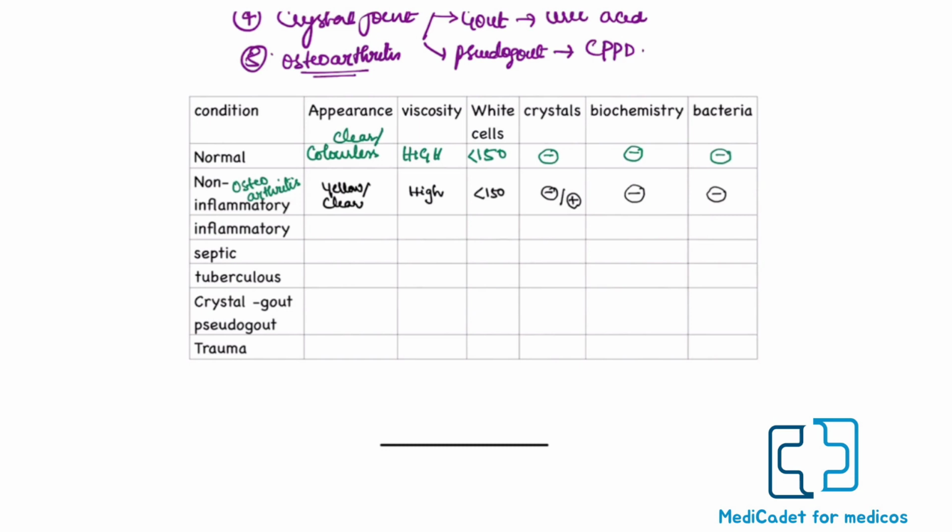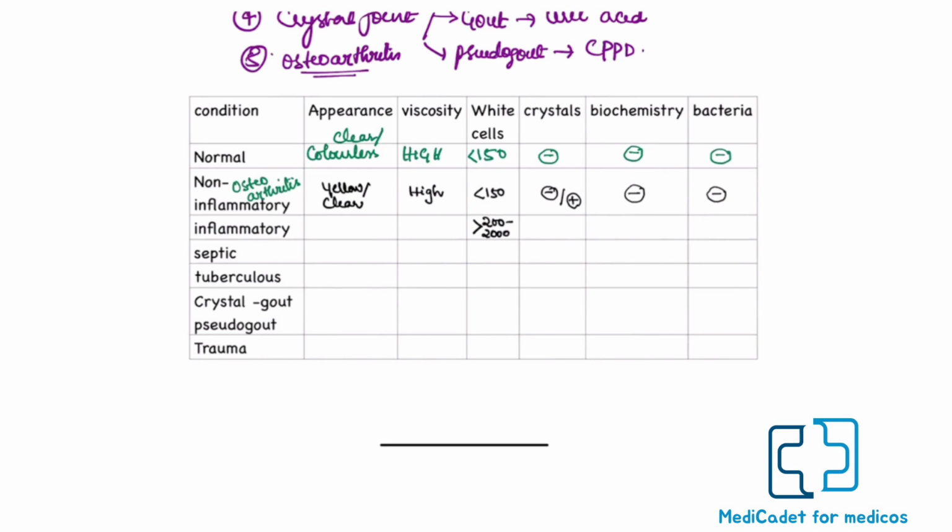Then coming to inflammatory arthritis. When I say inflammatory arthritis, there is some amount of inflammation happening here. So what is inflammation? You have to recollect your inflammation from pathology: there will be increased permeability, there could be fluid accumulation, there could be infiltration of various cells. When I say cells, those are your WBCs. So it could be an increase in the cells, from 200 to 2000 cells, which you can see in inflammation.